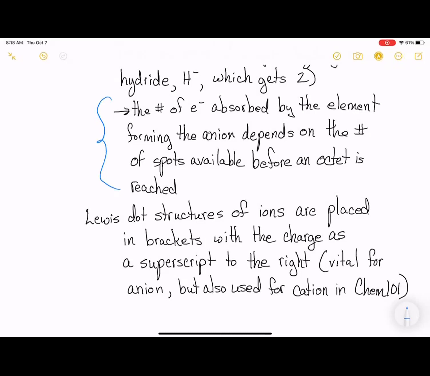However, I noticed when I was looking through the Chem 101 problems that Chem 101 will use the brackets no matter whether it's a cation or an anion. So again, for me, if you look at my optional homework, it's going to be strictly done around the anion, whereas in Chem 101, you'll see it around the cation and the anion.